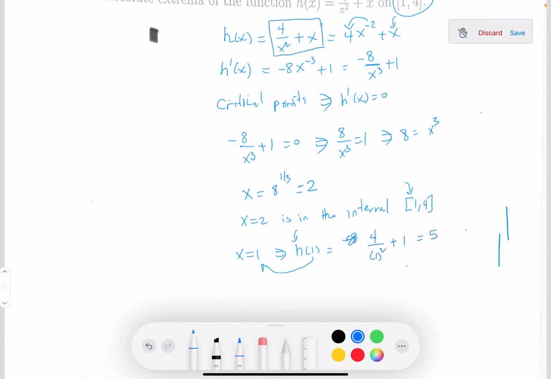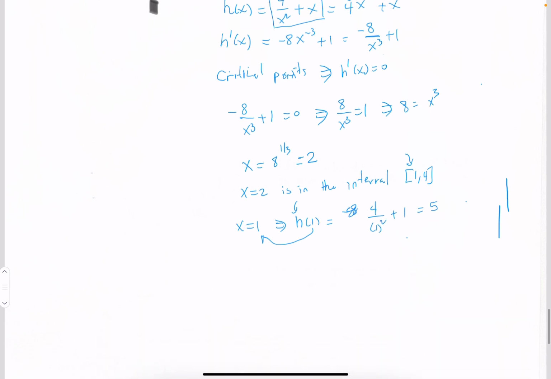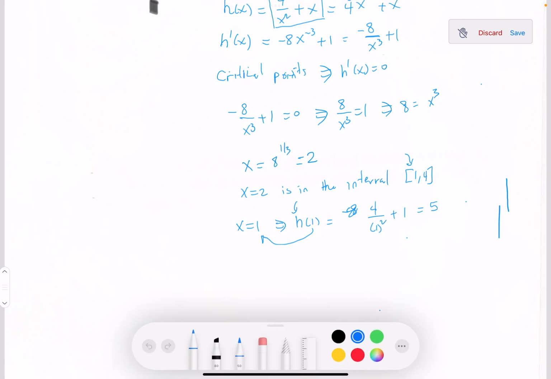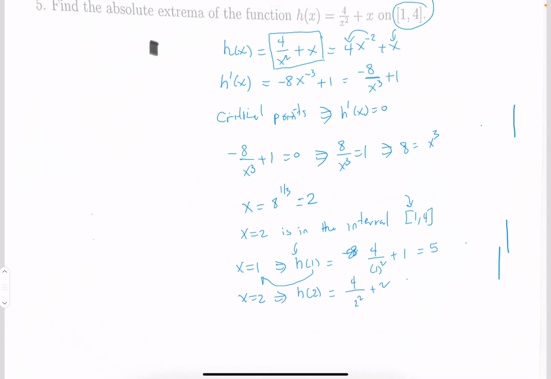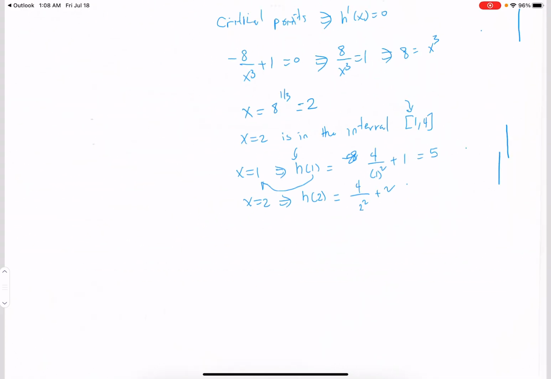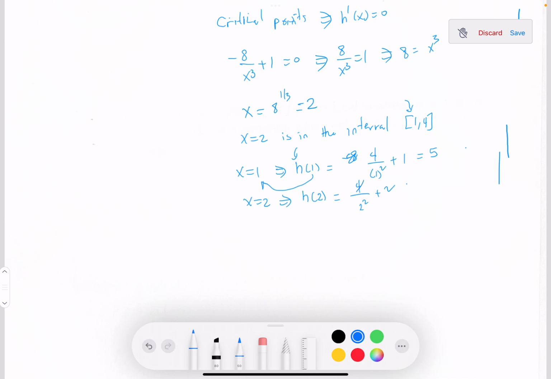Let's look at the critical point, which is x equal to 2. The function at 2 is 4 over 2 squared plus 2. It is 4 over x squared plus x, and that will give you 4 over 4, which cancels, it's 1. 1 plus 2 is 3. So at x equal to 2, the function h is equal to 3.